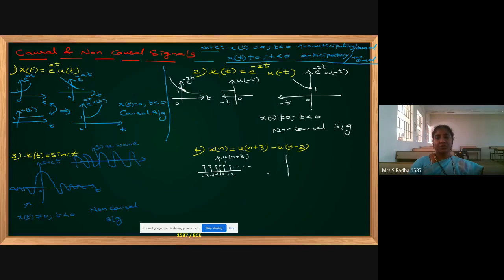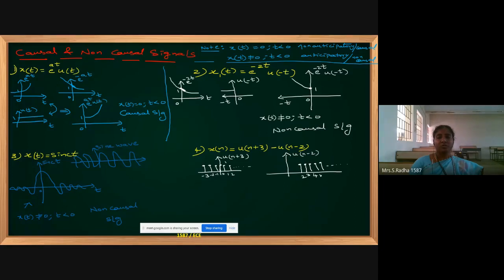Now coming to u of n minus 2, which is a 2 units right shift. By this time you should be familiar with how to draw all these signals. Only then will we go on to the next topics with some confidence. That's why I am telling you to kindly check whether I am teaching correctly or not, so that you have some idea of what is going on.